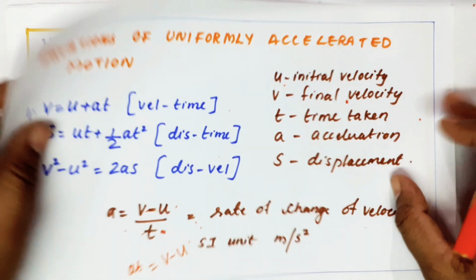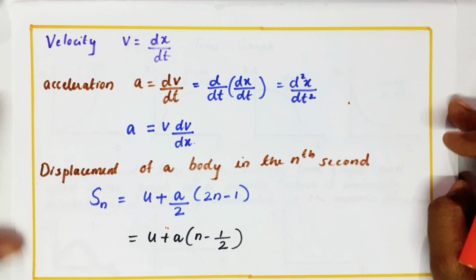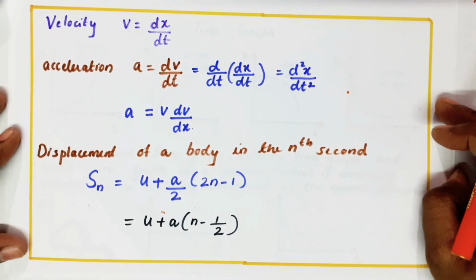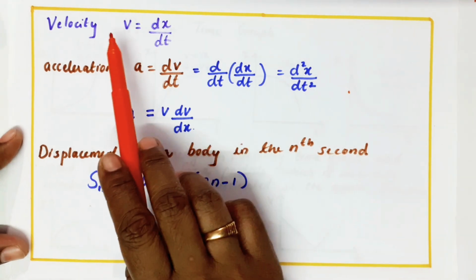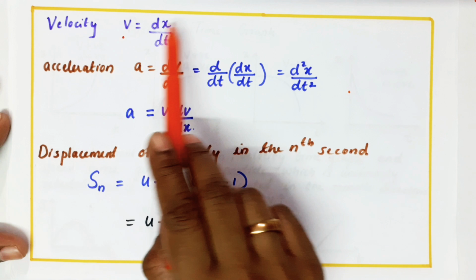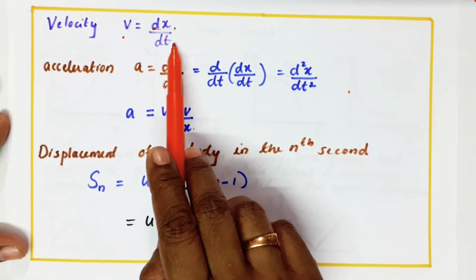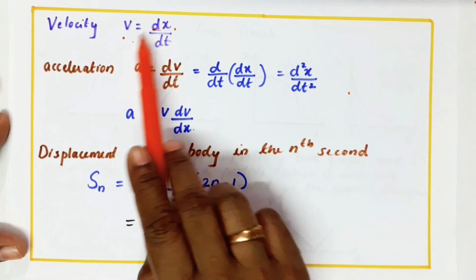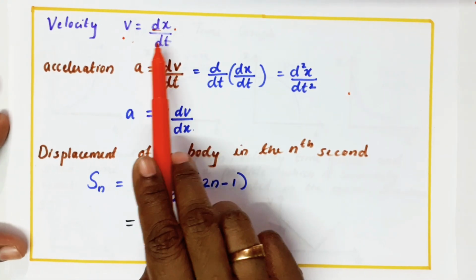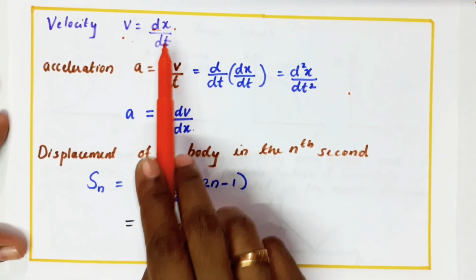Next I am going for another equation. Sometimes they may not ask in the previous form, they will give it in a differential form. So see here, the velocity I can write from the graph. You just see I have taken change in displacement by time. It means you can write v as dx by dt. Nothing but change in displacement by time.